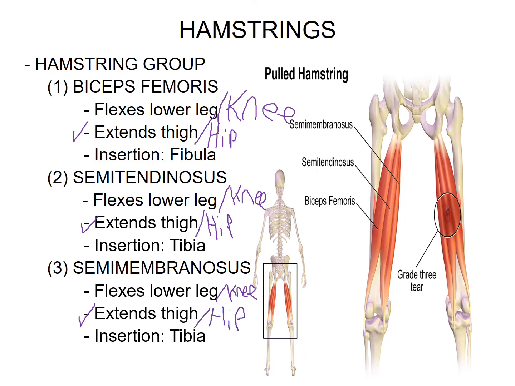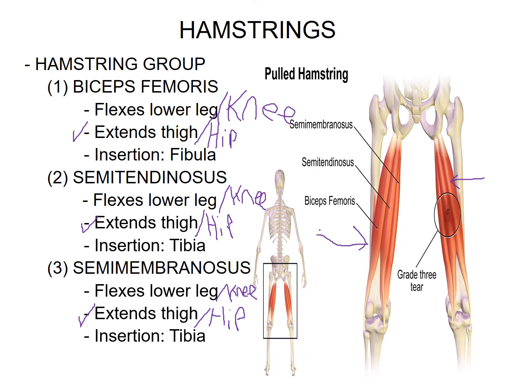Okay, so let's introduce these three muscles and where they're located. The biceps femoris is the largest of the hamstring muscles, and it's the most lateral. We're looking at a posterior view here, so this is the biceps femoris on the outside part.